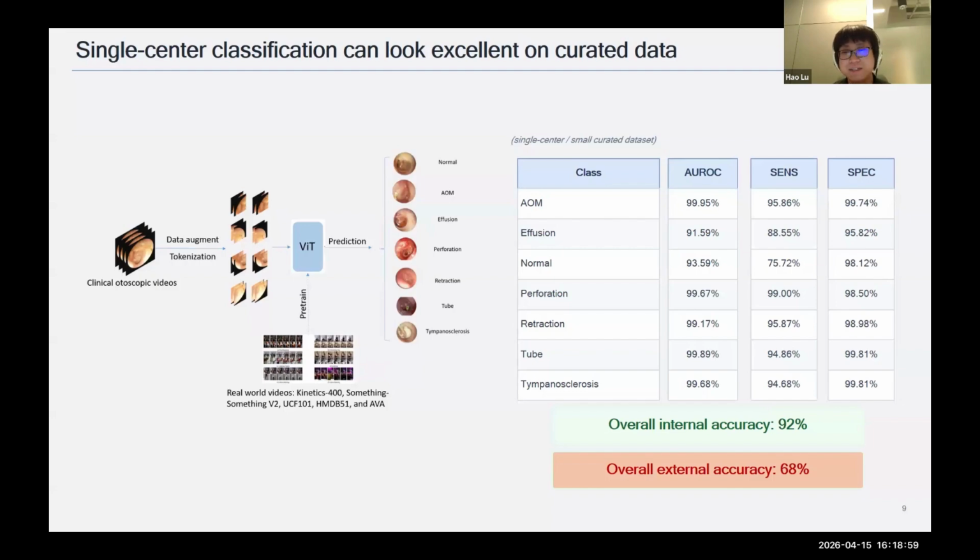And the performance in the internal test is very good. By using a video ViT pre-trained by ImageNet, we can get 92% accuracy in the internal case, which means all of the data come from the same center, which is OSU data. However, as I mentioned, we collect the data from 3 different centers. And for the external test, the accuracy immediately drops to 68%.